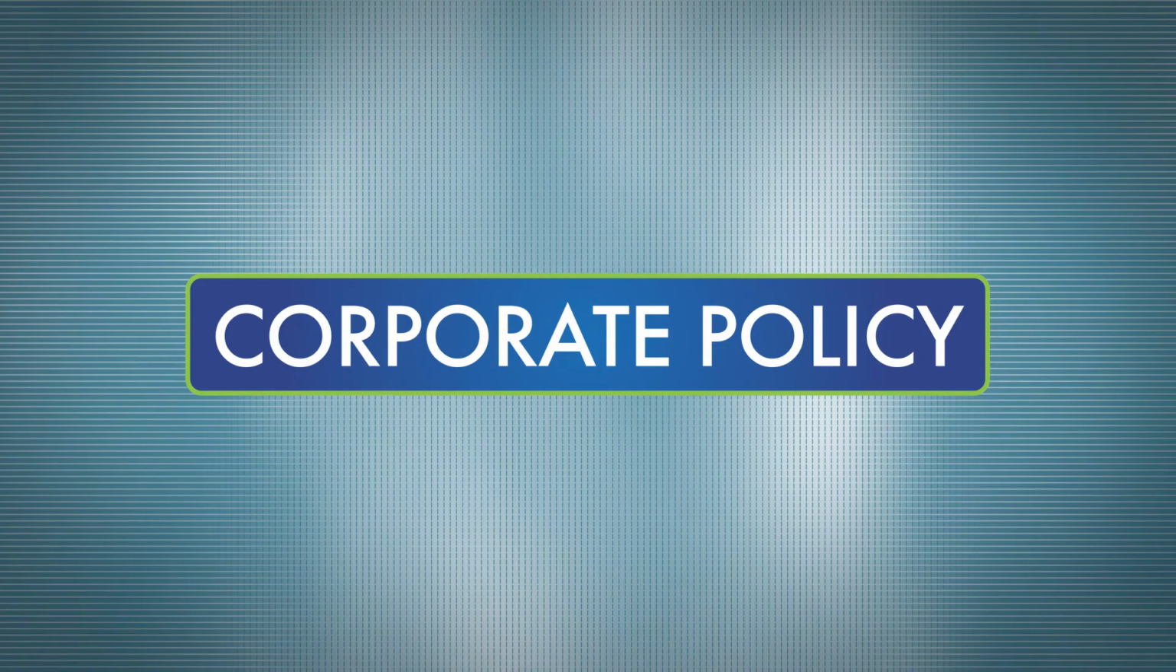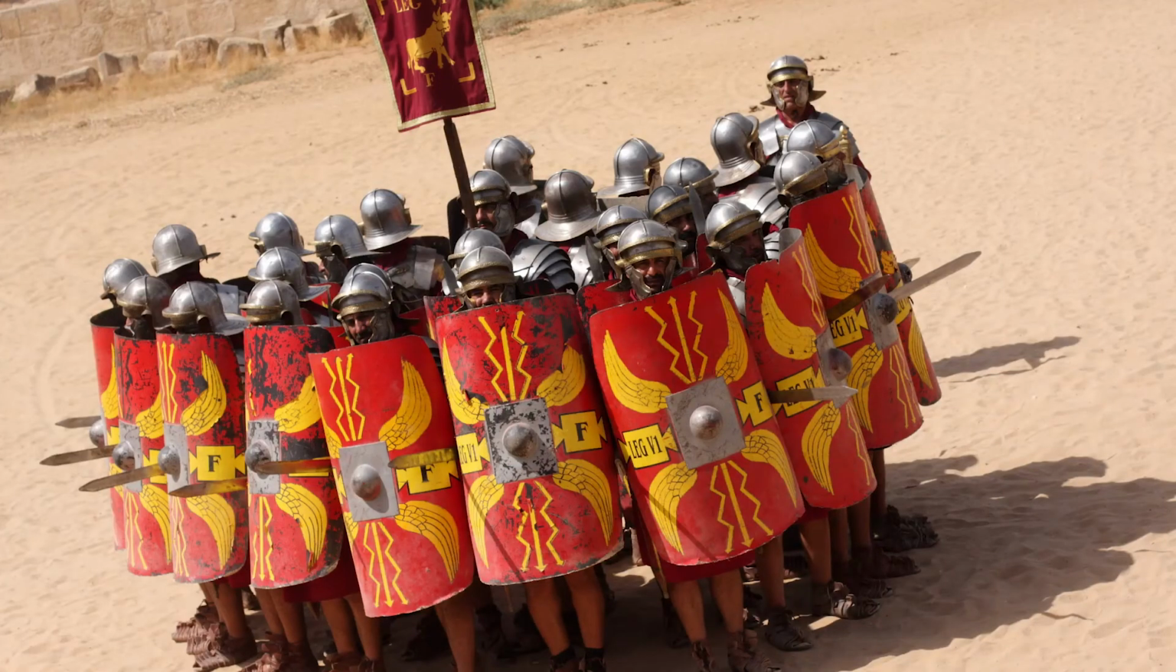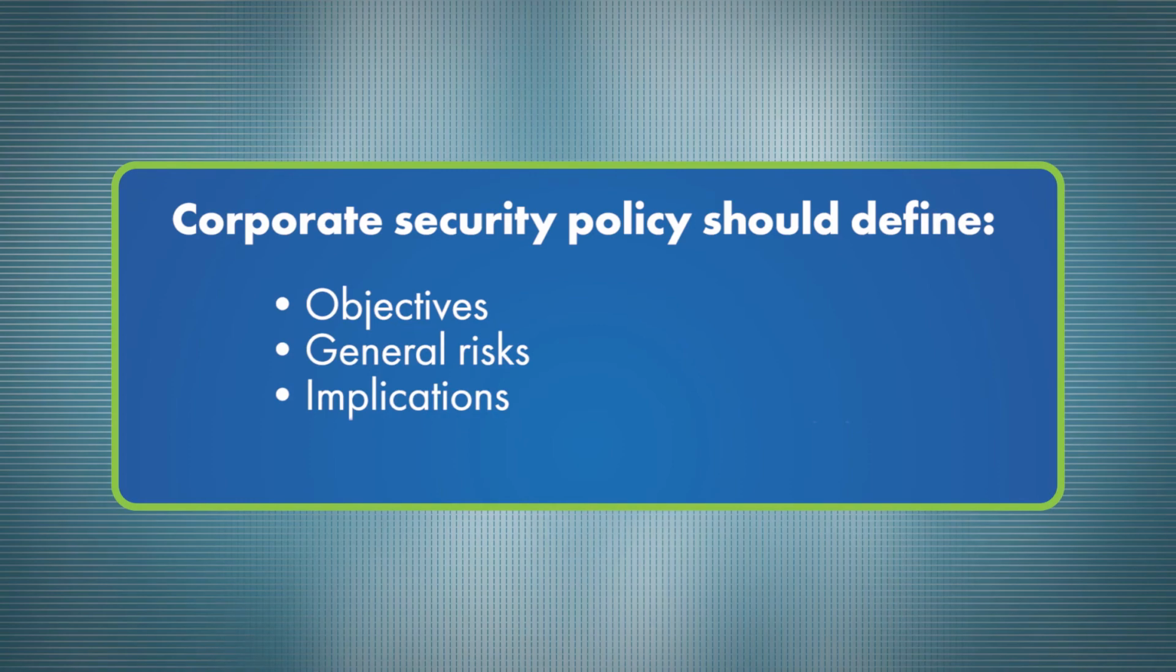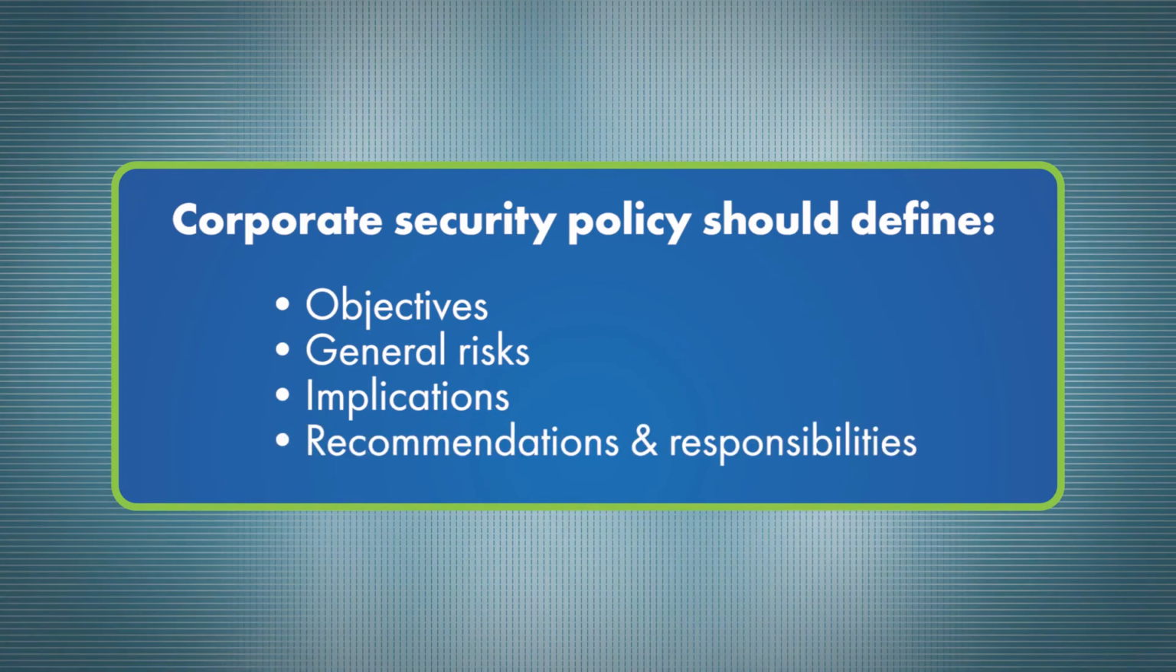The next level to consider is what is a corporate security policy framework to protect data and information systems. This document should define objectives, general risks, implications, recommendations, and responsibilities. A top priority: build security awareness among every employee. You are only as strong as your weakest link. We know an informed employee also tends to be a much more judicious user who is less likely to fall prey to phishing and social engineering attempts.